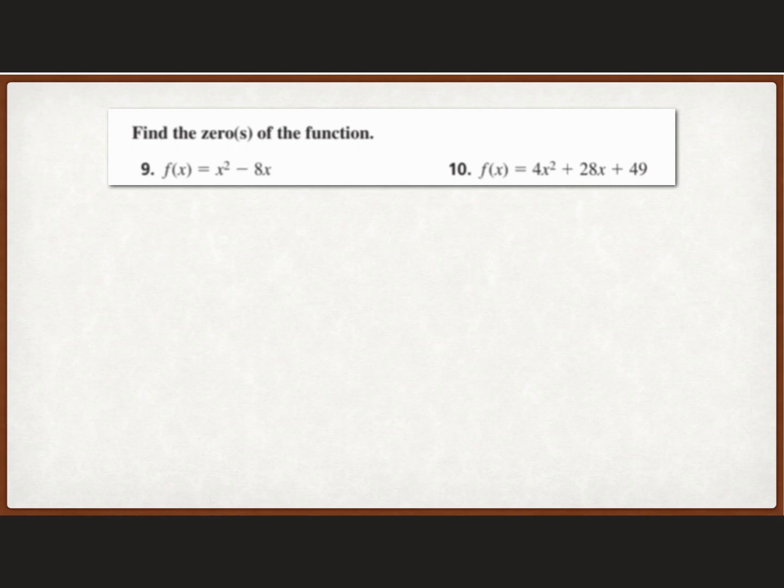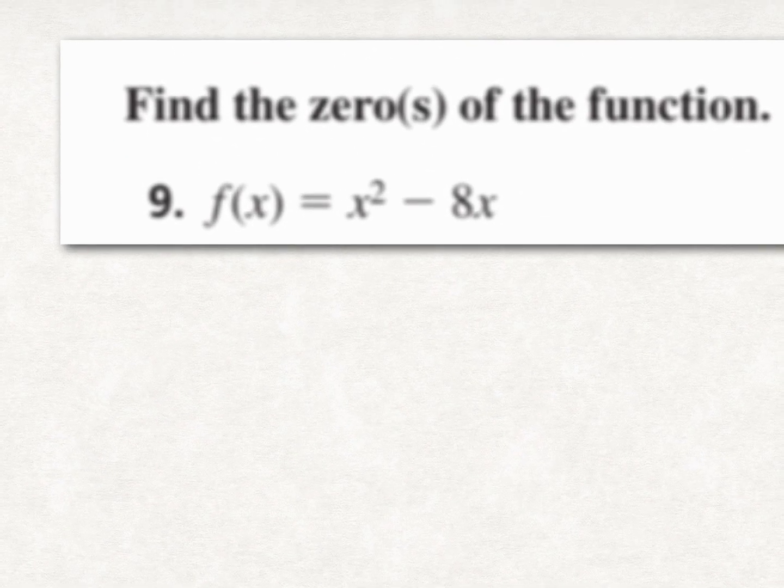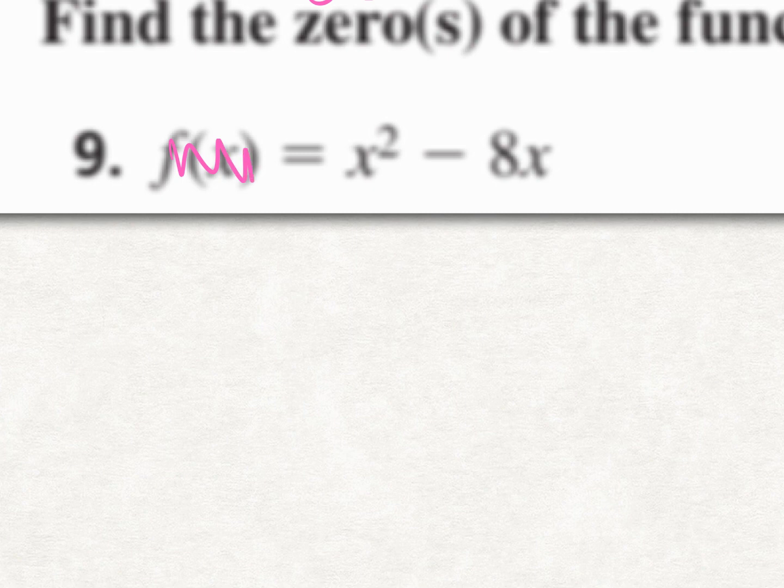All right, last question we're going to do here is number 9. So again, we are finding the zeros, which is the same thing as solving. So I can set this equal to 0. We just need to solve. So here, I don't have a third term, so I can't factor this normally, but I do have a GCF.